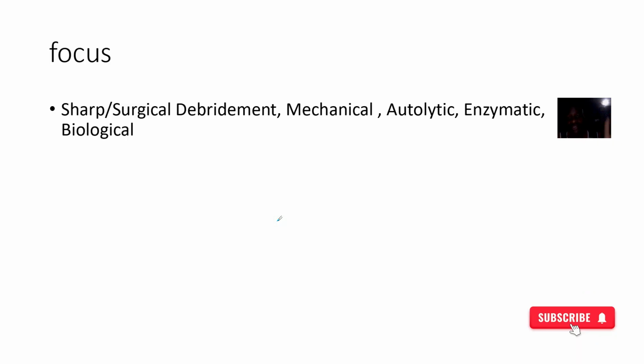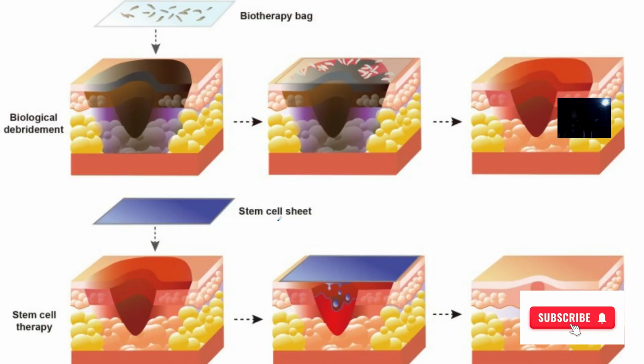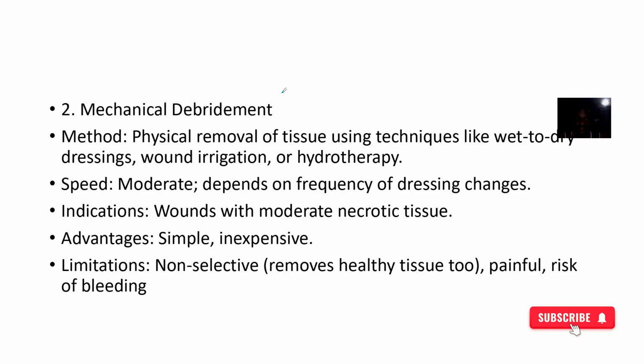You understand? So there are different types of debridement. We have the sharp surgical debridement, the mechanical debridement, the autolytic debridement, the enzymatic debridement, and the one that interests me the most is the biological debridement. So let me just move you guys to the biological debridement. I could grow some sterile worms in the lab and put these worms on your wound. The worms will eat only the dead tissues and leave the living tissues. Okay, don't worry, we'll come back to it.